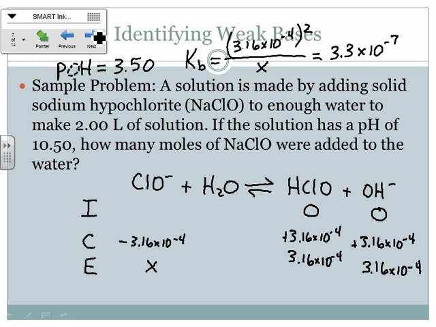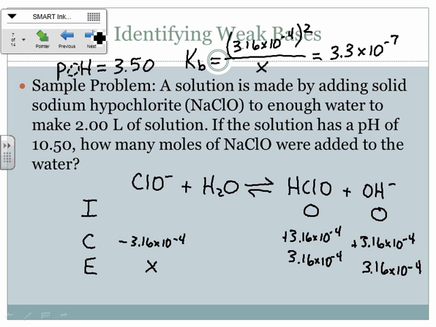Okay, now we can solve this thing, right? Because now we just have one variable. That's our x, our concentration of the ClO minus at equilibrium. So solving for x here, we're going to end up taking the 3.16 times 10 to the negative fourth, squaring it, and then dividing that value by 3.3 times 10 to the negative 7th. Right? Is everyone with me on that? Just want to make sure we don't need to go through that in more detail.